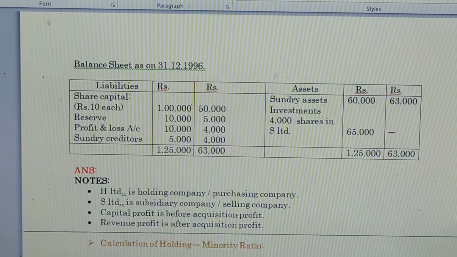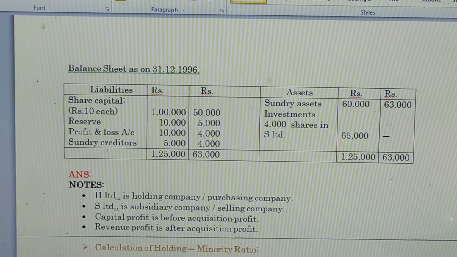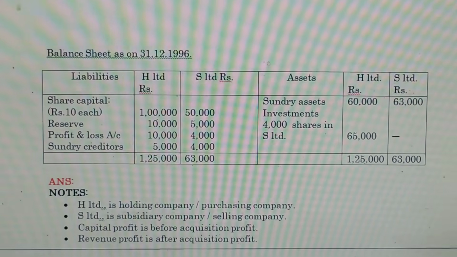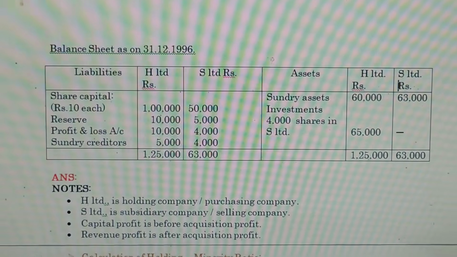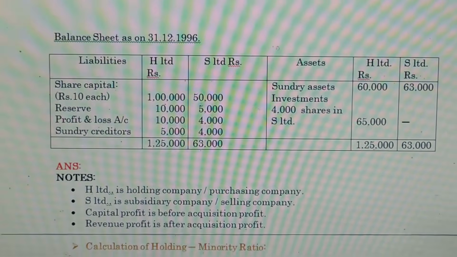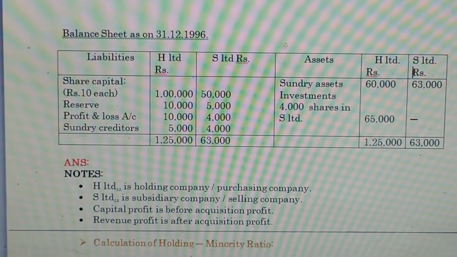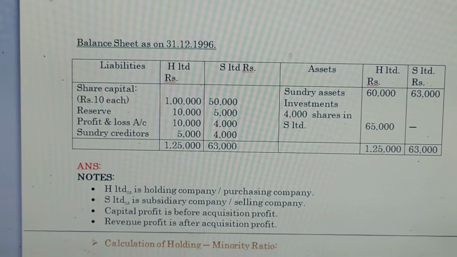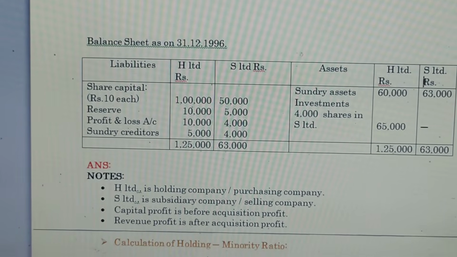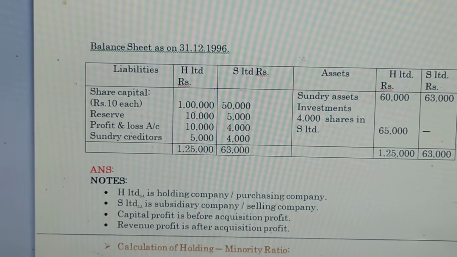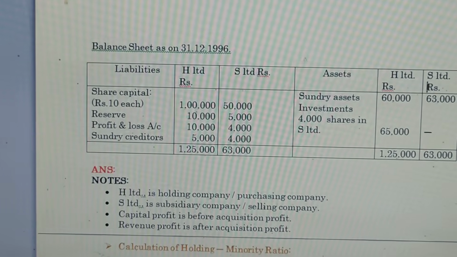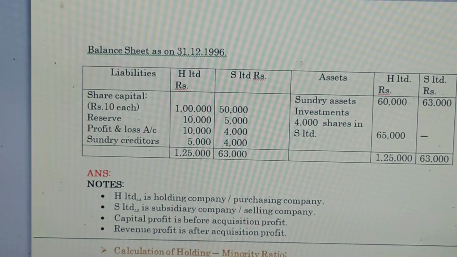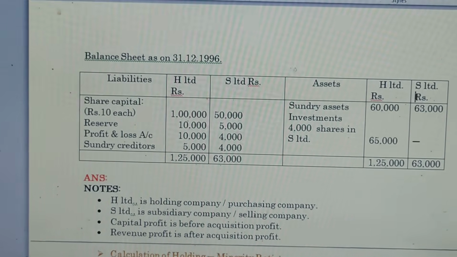Balance sheet as on 31/12/1996. On the liability side, share capital of ₹10 each: for H Limited 1 lakh rupees and for S Limited 50,000. Reserve: 10,000 for H Limited, 5,000 for S Limited. Profit and loss account: 10,000 for H Limited, 4,000 for S Limited. Sundry creditors: 5,000 for H Limited, 4,000 for S Limited. The total liabilities are 1,25,000 for H Limited and 63,000 for S Limited.